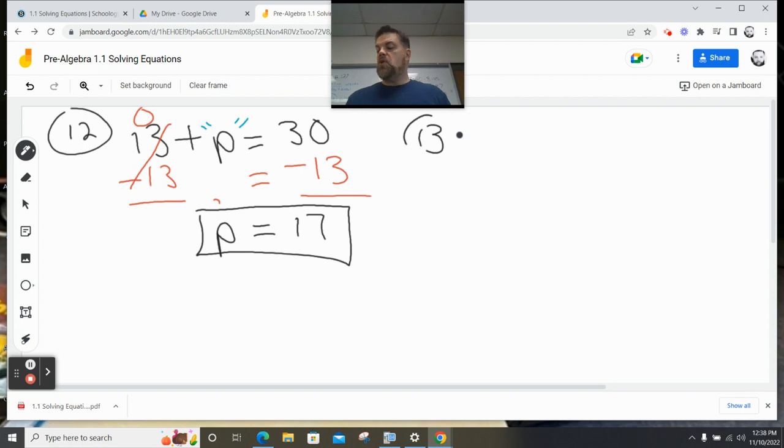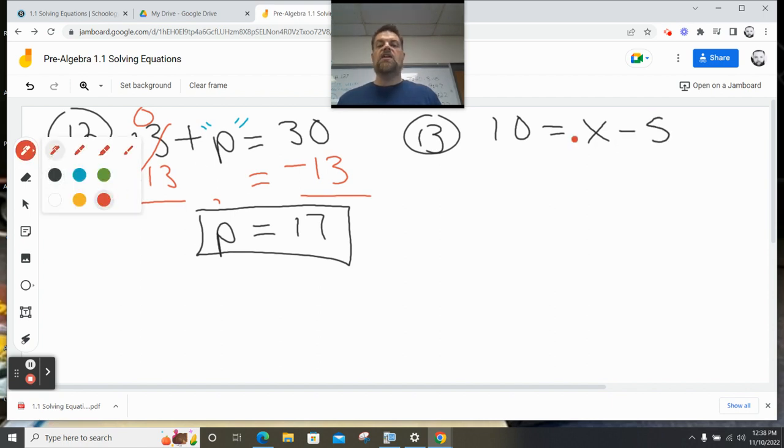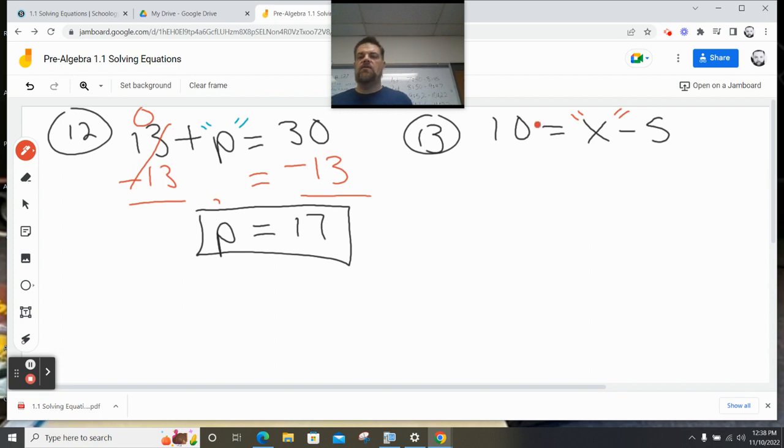All right. Problem number 13. I've got 10 is equal to x minus 5. Again, I want to get x by itself. What's this 5 doing over here to the x? So to move it, you add it. So I'm going to add 5 here. Whatever I do on one side of the equal sign, I do to the other.